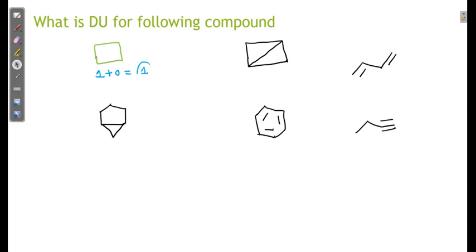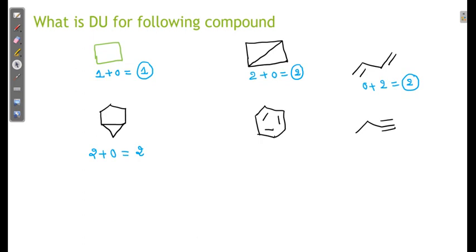DU is 1. So how many pi bonds are there? How many rings are there? There are 2 rings. How many pi bonds are there? There are 0. So DU is 2. How many cycles are there? 0. How many pi bonds are there? 2. So DU is 2. Very simple. Here, how many cycles are there? There are 2 cycles, plus how many pi bonds are there? There are 0 pi bonds. So we can say DU is 2.